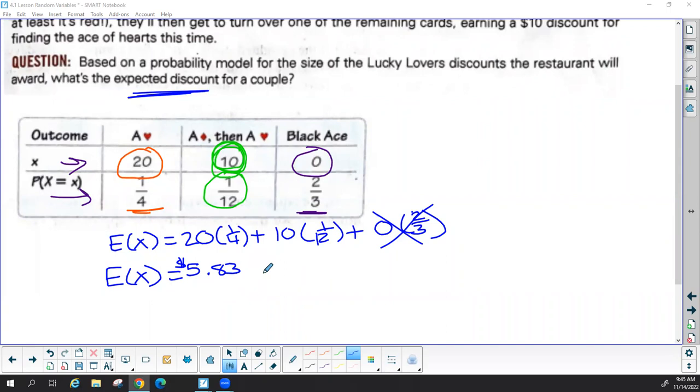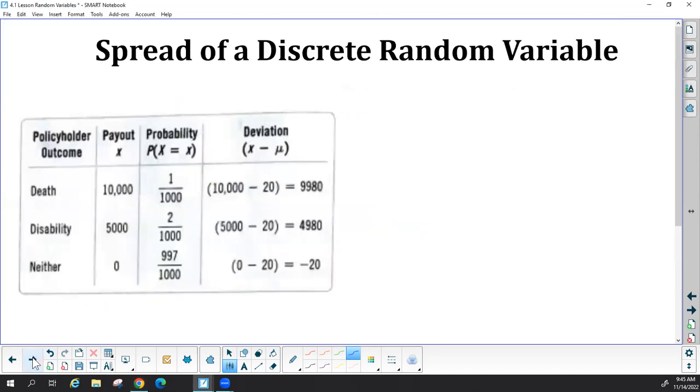Of course, some customers will get no discount. Some customers will get the $10 discount, and some will get the 20. But on average, about $5.83 of a discount because of their special. So that's sort of like the center of our probability distribution when we talk about a mean and expected value.